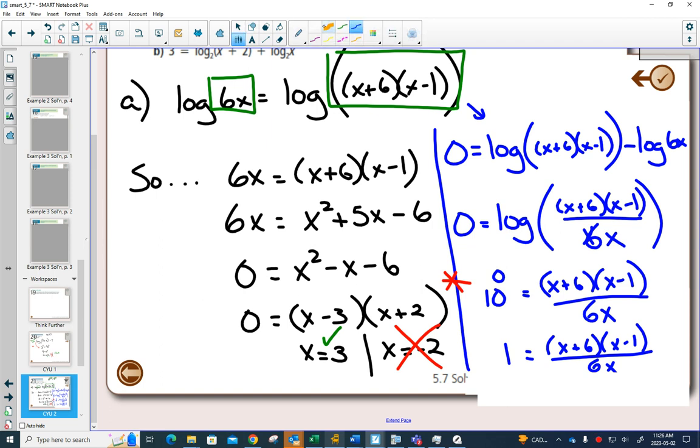How do you solve rational equations? You get rid of the fraction. I can get rid of the fraction by multiplying both sides by 6x. That would give me 6x equals x plus 6x minus 1. And all of that extra work just to get to where we got with the shortcut quickly. You see that now we're back to where the shortcut got us in one step?